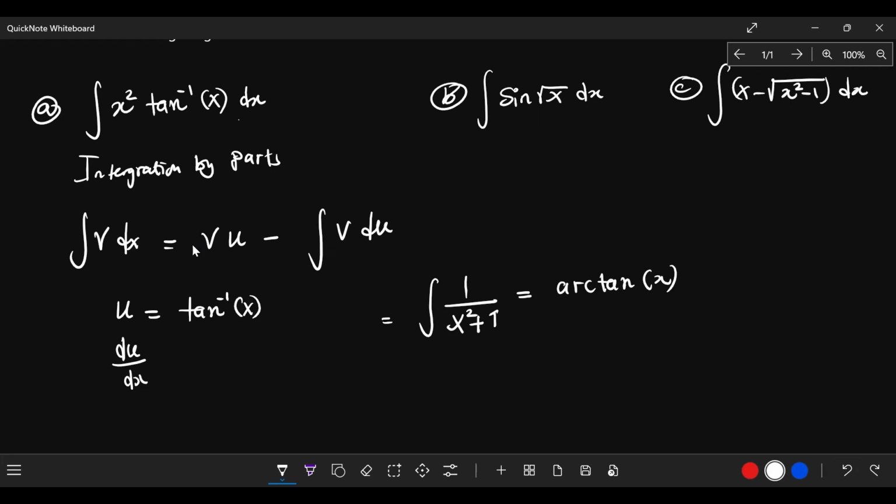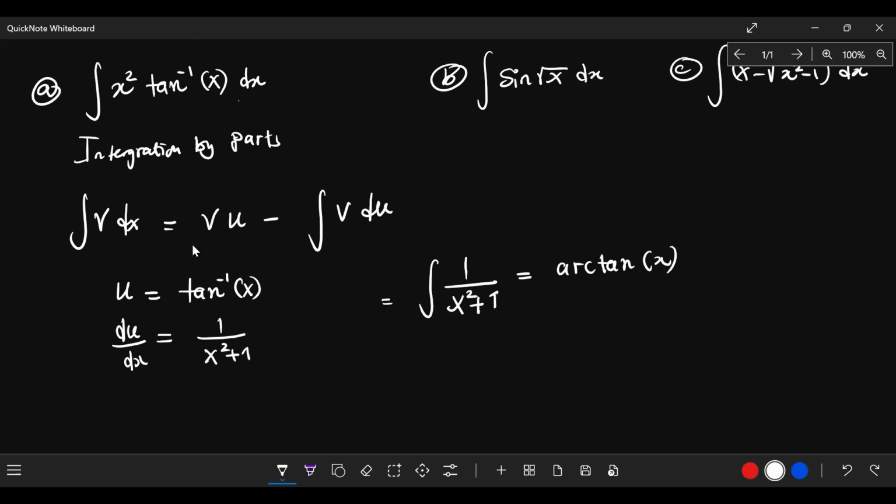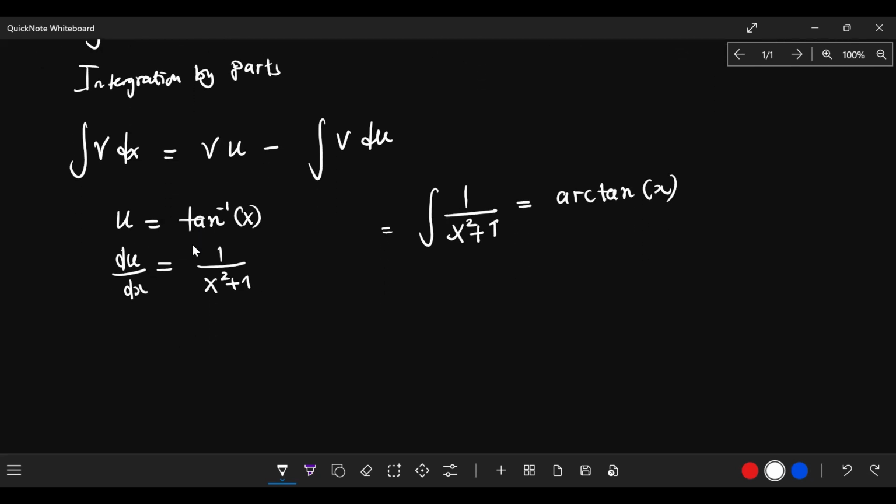So meaning that if you differentiate tan inverse of x, you get 1 over x squared plus 1, okay? It's just opposite, isn't it? So the derivative of tan inverse of x is simply 1 over x squared plus 1, right? Okay. So remember that we need to find du. Solving for du from this derivative, making du the subject of formula, you're going to get what? dx over x squared plus 1. At least we know this, right?